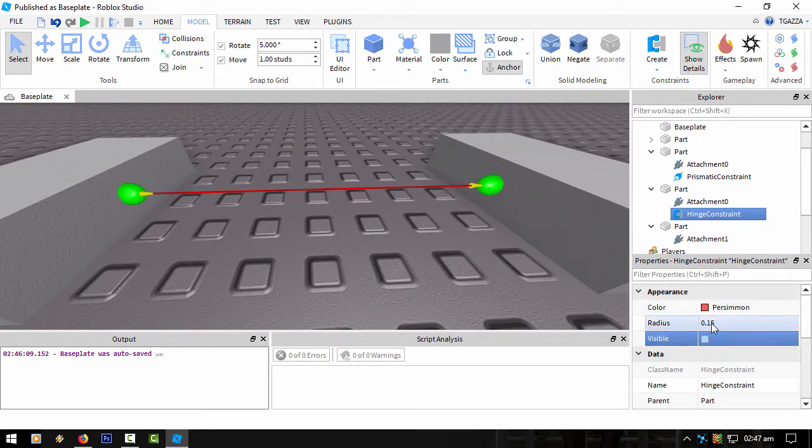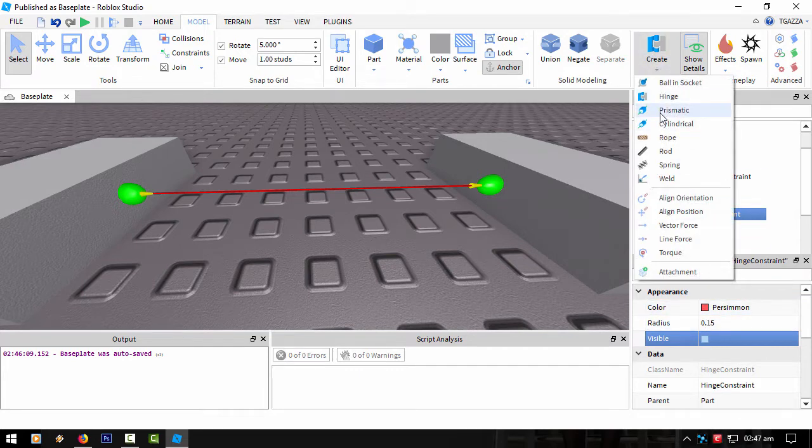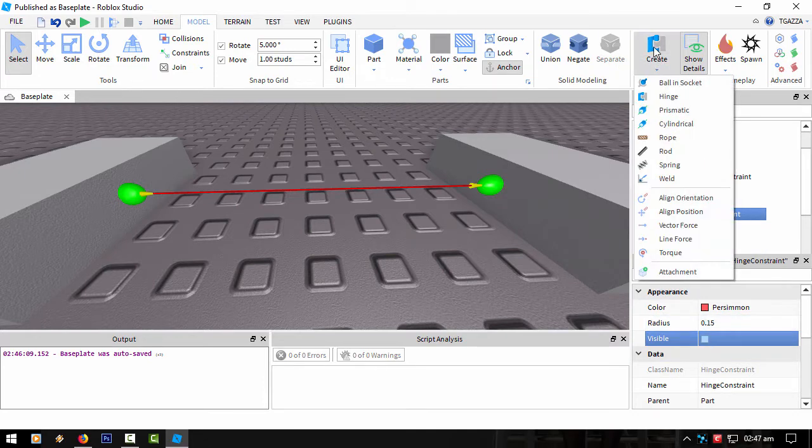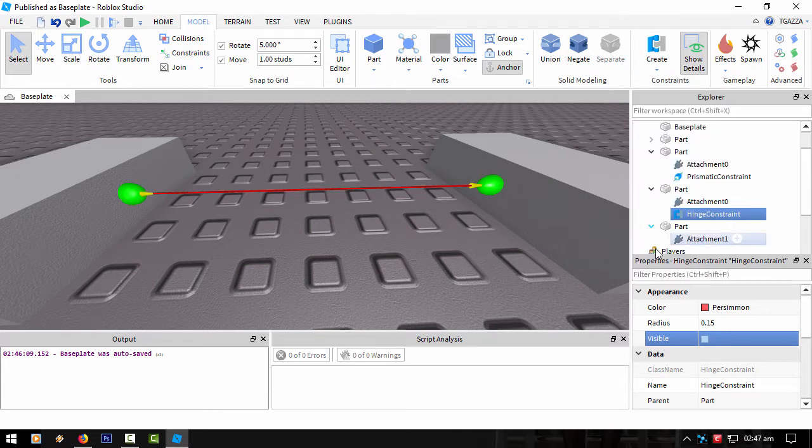Okay, so I guess it doesn't work on hinges and things, but on prismatic constraints and rope and things, you can actually change the colour of the rope and springs. So that doesn't apply to, I guess, hinges and ball sockets. I'm not 100% sure what cylindrical does. I haven't actually tried them all yet, but I know the concept behind them.